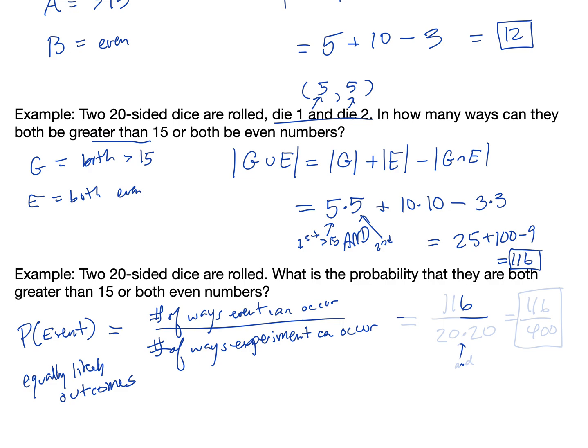So in our case, if we were talking about the probability of the event we just talked about, there are 116 ways that the 2 dice could either both be greater than 15 or both be even numbers. Out of the total number of ways that 2 dice can be rolled, again, this is a list of length 2. There are 20 possibilities for the first die and 20 possibilities for the second die, so that's multiplication. And so this is 116 out of 400 would be the probability of that event.